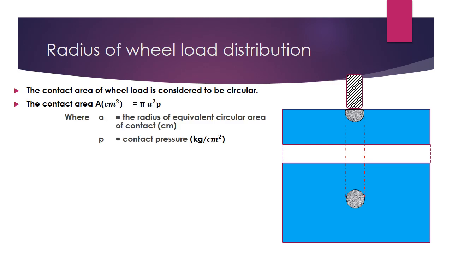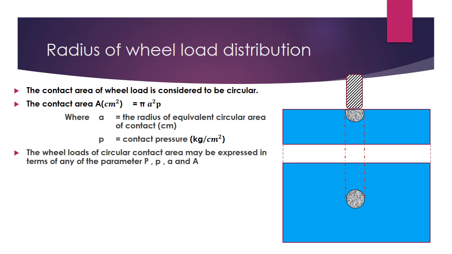The contact area A is given by the formula pi a square, where a is the radius of the equivalent circular area of contact, that is the radius of this particular circular section. Then p is the contact pressure, how much pressure it is imparting. The wheel load of circular contact area may be expressed in terms of any of the parameters, that is, in terms of capital P, small p, small a and capital A.